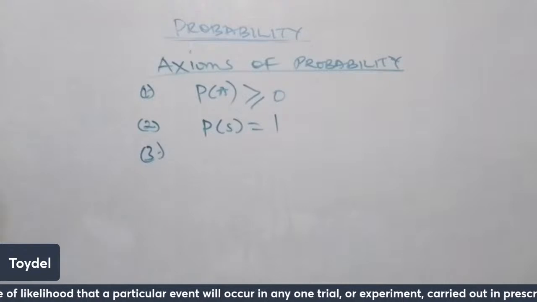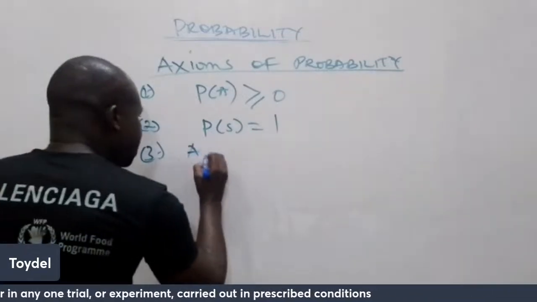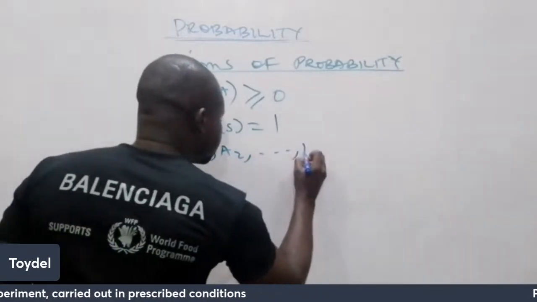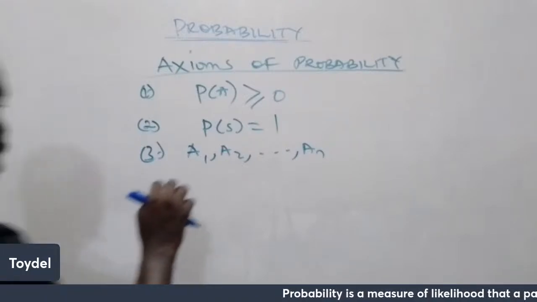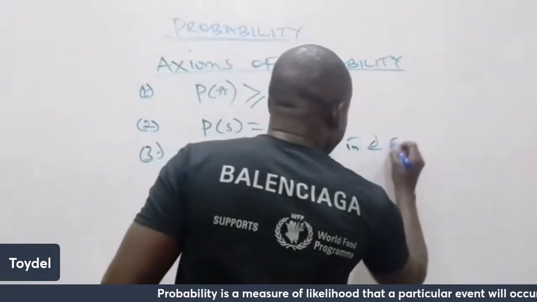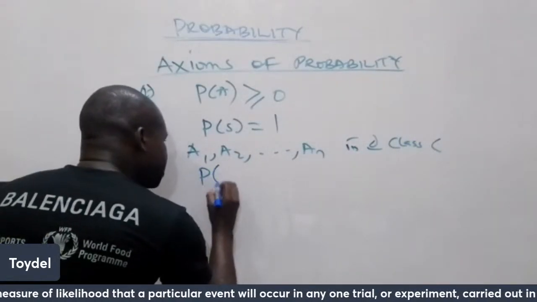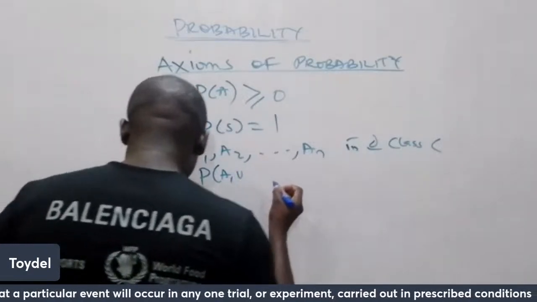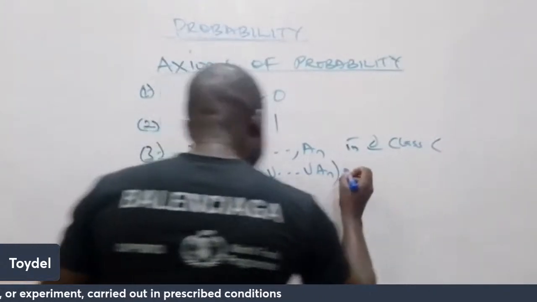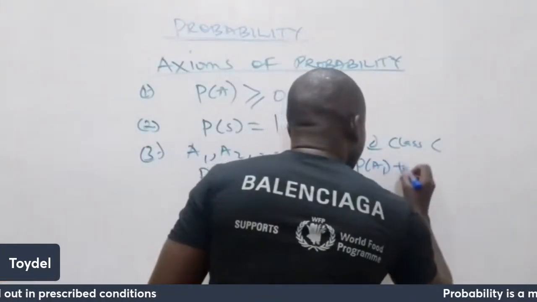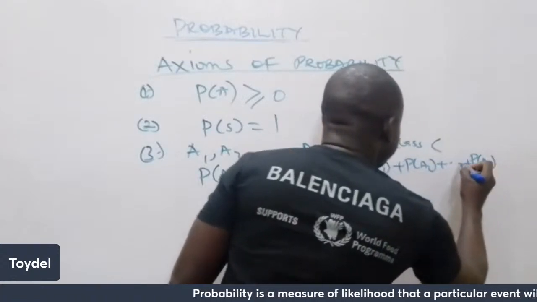Under this third axiom, what we're trying to say is that for any number of mutually exclusive events, let's say these events are A1, A2, up to AN, in the class C, the probability of A1 union A2 union up to AN is equal to the probability of A1 plus the probability of A2 plus up to the probability of AN. That's what we are trying to say.